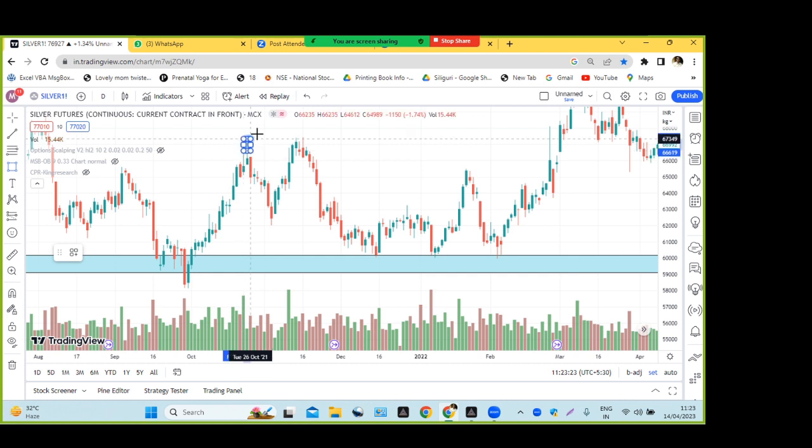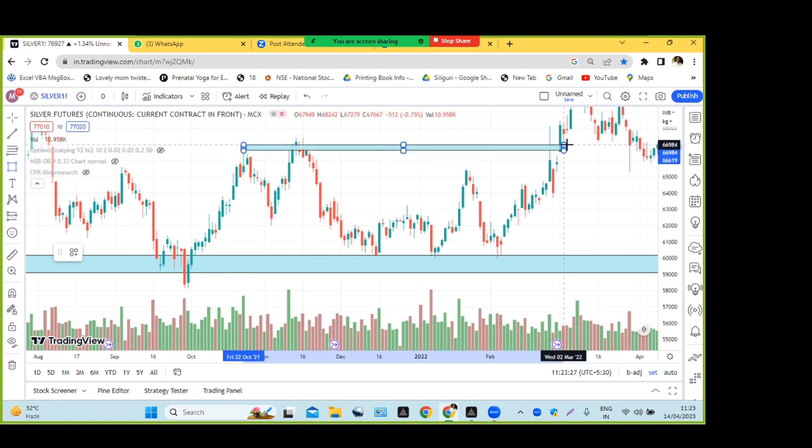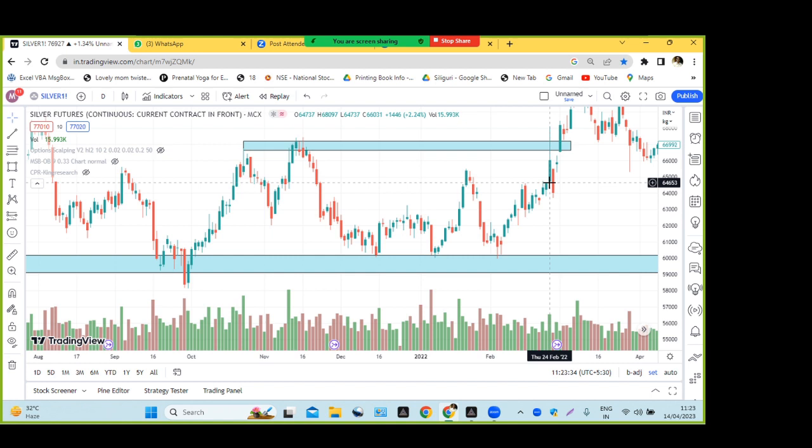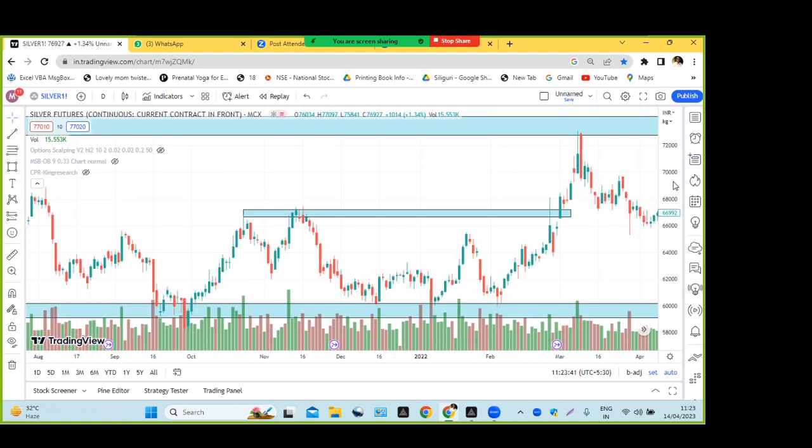See this. What has happened on this zone? Whenever it came, there is a rejection. After that only it was created, and if it is broken, then it is gone. Is it very difficult to create a zone? No. The only thing is you have to practice on the chart. Similarly I do, similarly you do.